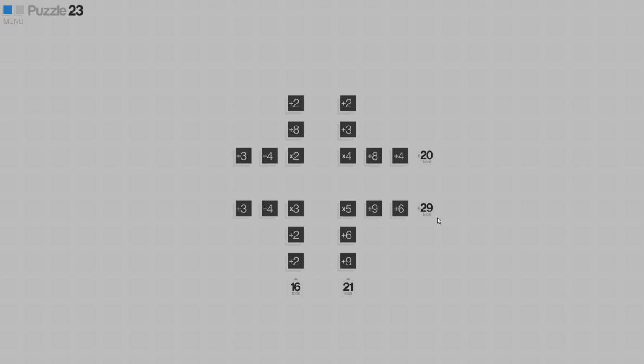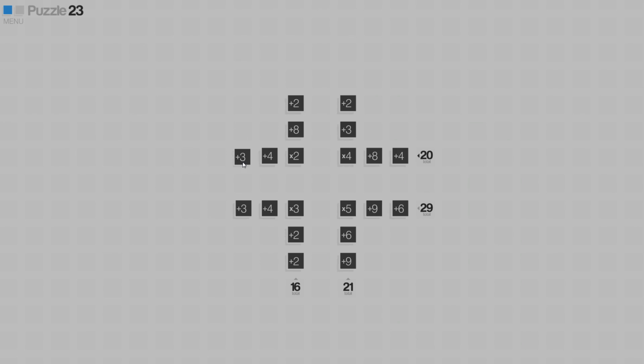And let's do the same thing for the last row here, 29. Can we use no multiplication tile? Again, the answer is no, because 3 plus 4 is 7, plus 9 is 16, plus 6 is only 22. Can we use both multiplication tiles? Again, the answer is no, because if we use the smallest starting value, which is the +3, we multiply it by 3, that's 9, multiplied by 5 equals 45 already, which is far too big. So, to sum up here, we also need exactly 1 multiplication tile.